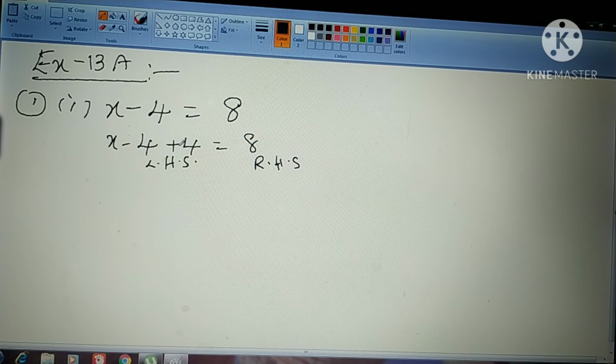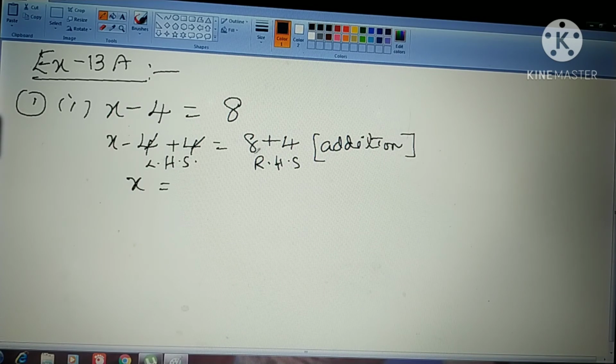So here we have added 4, and the same thing we have to do on the other side. What is the operation we are doing here? Addition. Okay, so this plus 4 and minus 4 will be cancelled and you will get only x, which is equal to 8 plus 4, that is 12. You got the value of x here, that is 12.